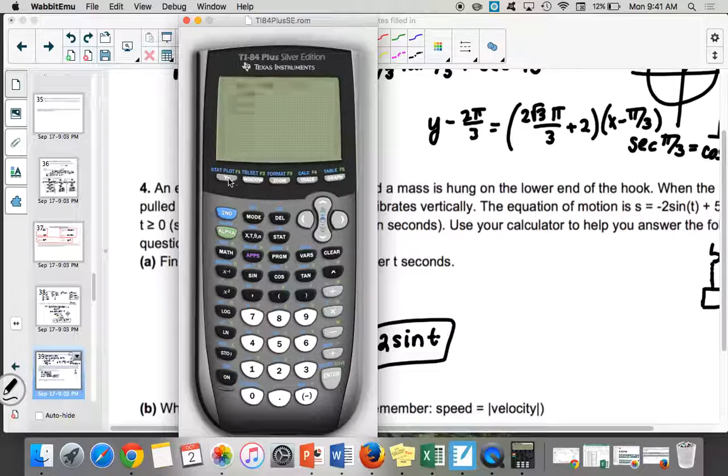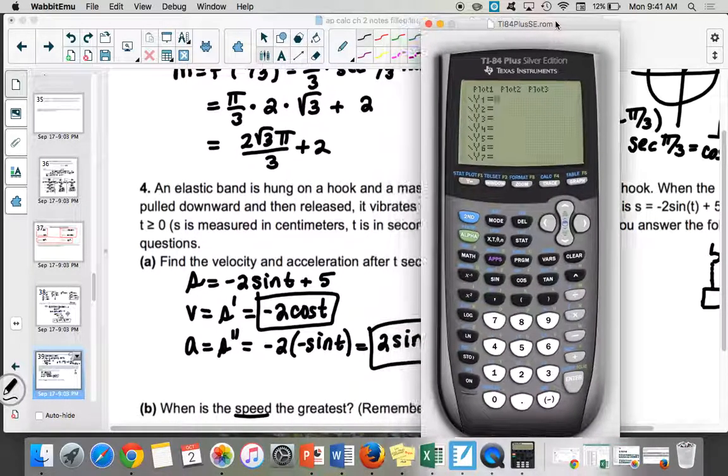We're asking for when the speed, so speed is the absolute value of velocity, is the greatest. So we could just graph the speed by doing math, number, absolute value. Did you guys see how I got that? So I got ABS up there. So I hit math, and then I arrowed to number, and then I hit absolute value. So I get ABS, and I'm going to put in the velocity function.